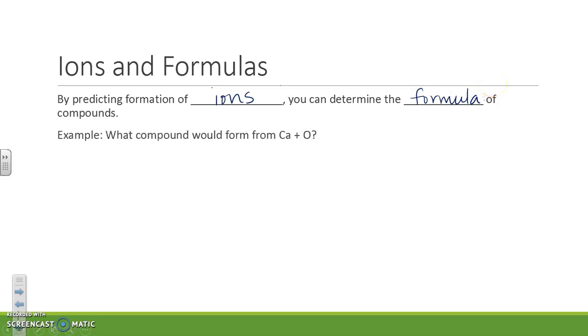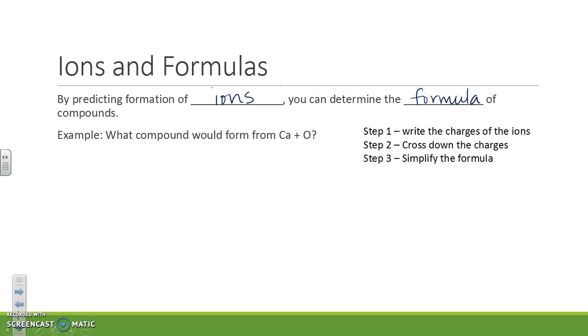Well, we've done this in class already, so we're going to show you an easier way to do this. So what compound would form from calcium and oxygen combined together? Well, in class we said if calcium makes a positive 2 charge and oxygen makes a negative 2 charge, there's a 1-to-1 ratio, so it would make CaO.